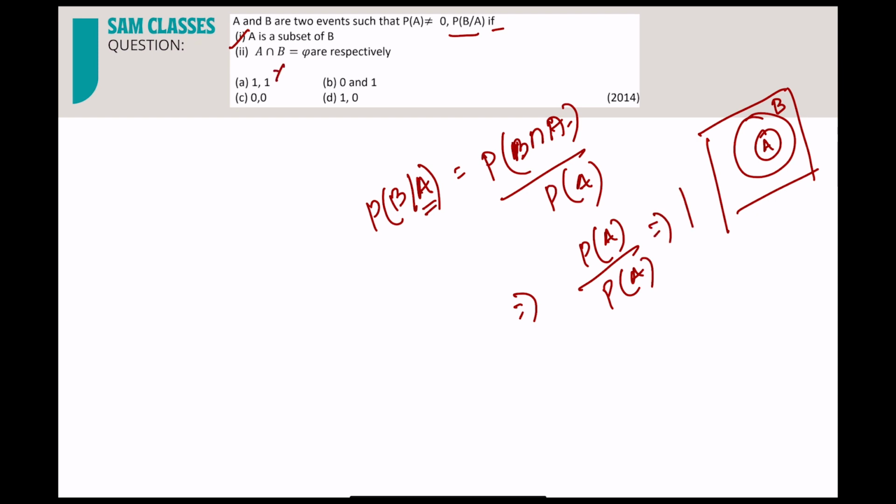So now you can omit this directly. Now the second part, do we need to solve it? If the intersection is 0, we know the answer will be 0 only, because 0 by P of A is equal to 0. We don't have to solve. So we got it, because only one option was there with 1 and 0. So very simple. Understand, probability is very simple.